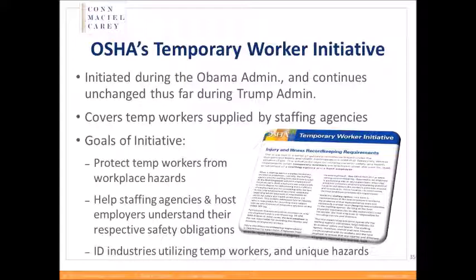staffing agencies and host employers understand their respective safety obligations, and for OSHA to identify and understand which industries are utilizing temporary workers more than others, in what way they're utilizing them, and what unique hazards temporary workers might face in workplaces in America. So the initiative is different than many enforcement initiatives we've seen from OSHA.